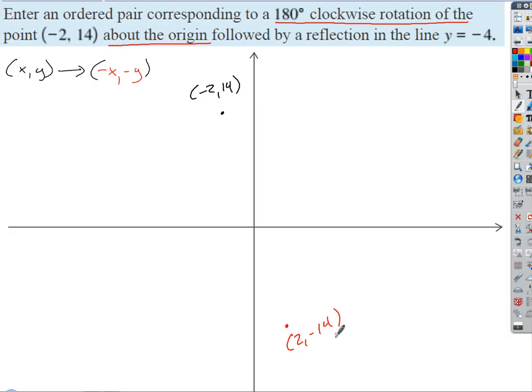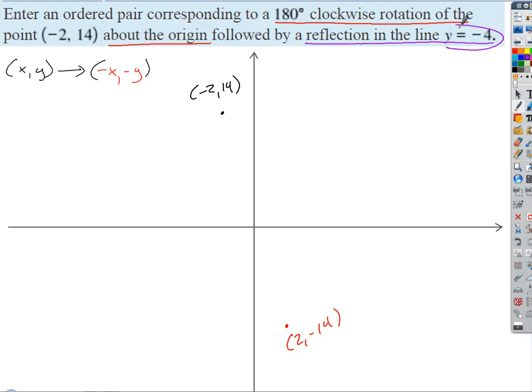And I don't know if you've noticed this, but when we rotate 180 degrees about the origin, I want to point something out. Do you notice that if I take those 2 points and create a segment, the segment always goes through the origin, and the origin is the midpoint. We'll talk more about that in the future, but that's some symmetry that might make it easier to draw, at least. So we get to here. Now we've got to do step 2. Step 2 is a reflection in the line y equals negative 4.